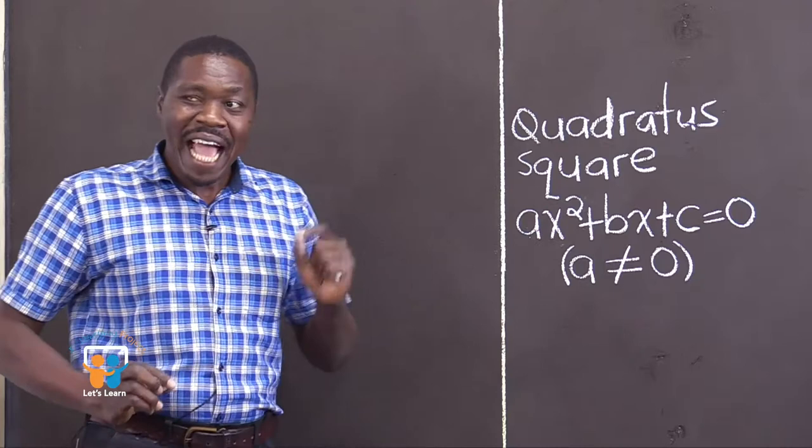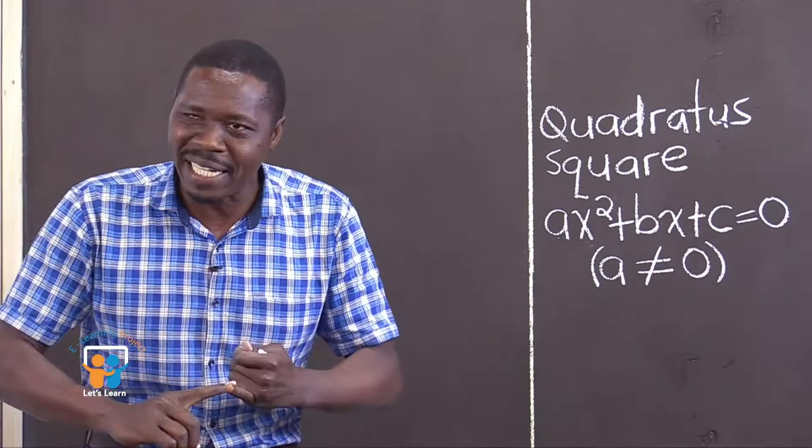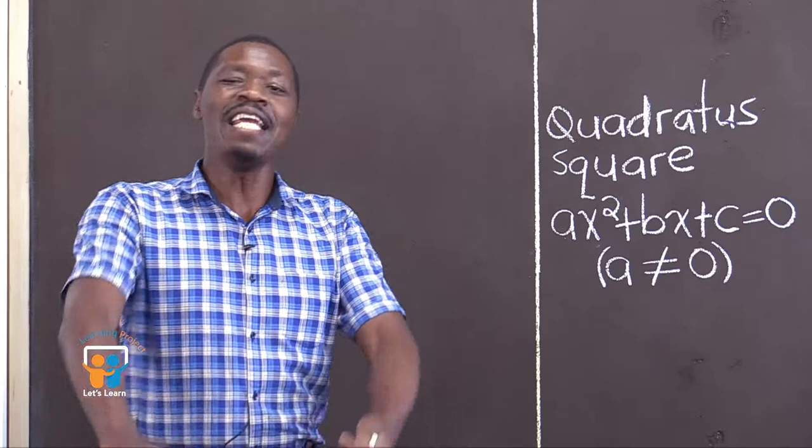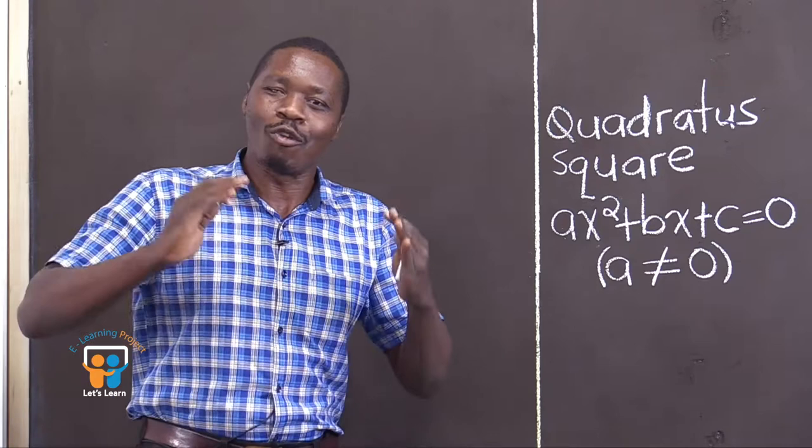Now, there are different methods that we use to solve quadratic equations. We very well know that method number one is what we call the factorization method. Method number two is what we call the completing square method. Then method number three is what we call, yes, I want someone to tell me, what is method number three? Yes, someone is telling me the bulldozer method. Or we can call it the quadratic formula.